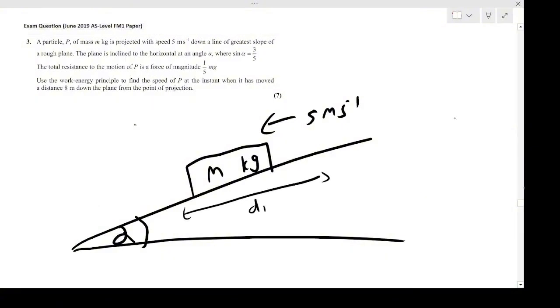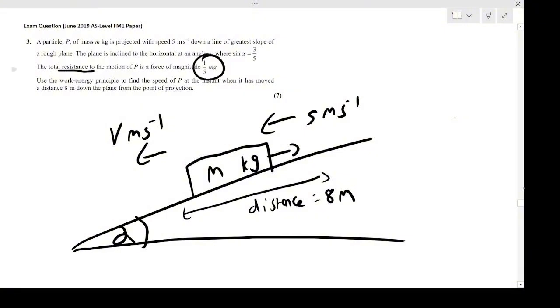So when the distance is 8, what is the speed? What's the final speed after 8 meters down the slope? Like this, I'll call it V again. I'm also told, again, there's going to be a resistance force. Now, if it's moving down the slope, the resistance will go up the slope like this. And I'm told the force is a fifth, lots of mg.